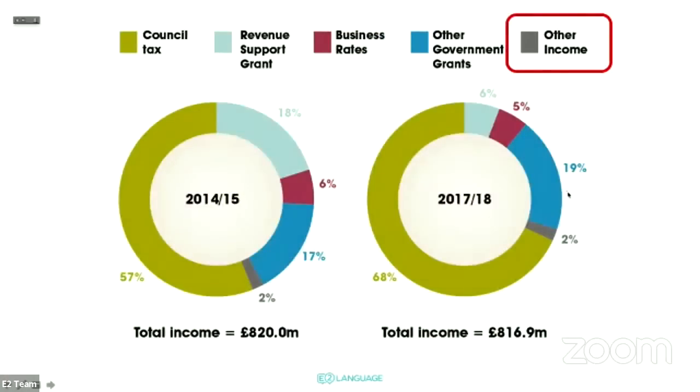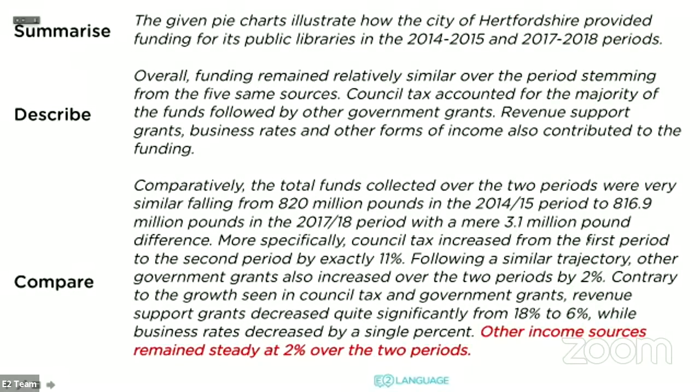Let's have a look. Other income remained, past tense, the same despite changes in other income resources. However, other income remained unchanged over the period. Good. This is the type of sentence you want to write. It's pretty straightforward. Use a nice connector like however or despite the other changes, other income remained unchanged. Good. Cool. Well done. So I wrote other income sources remain steady at 2% over the two periods.